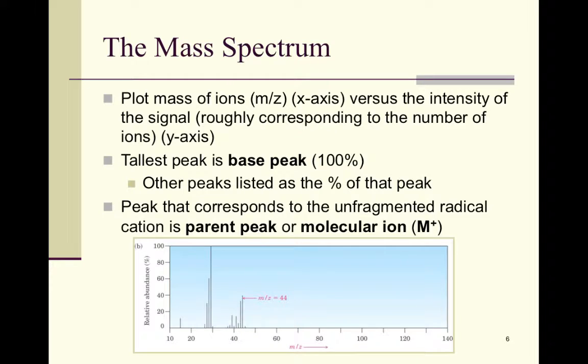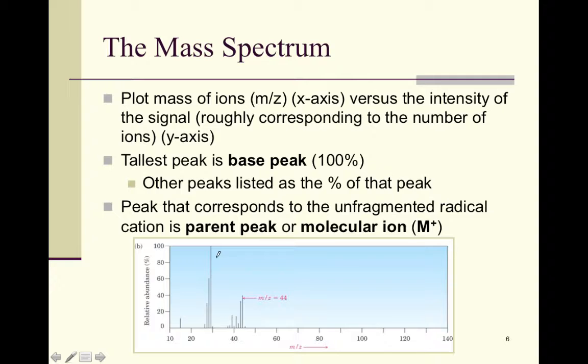The mass spectrum. It's a plot of the ions, m over z, along the x-axis, versus the intensity of the signal. This roughly corresponds to the number of ions, and that's going to be on the y-axis. Taking a look at the spectrum here, we have relative abundance. On an MS, the top number is always 100. Whatever ion we have at the highest concentration, we're going to mark that as 100, and the rest are relative to it. So we can get an idea of the different percentages.